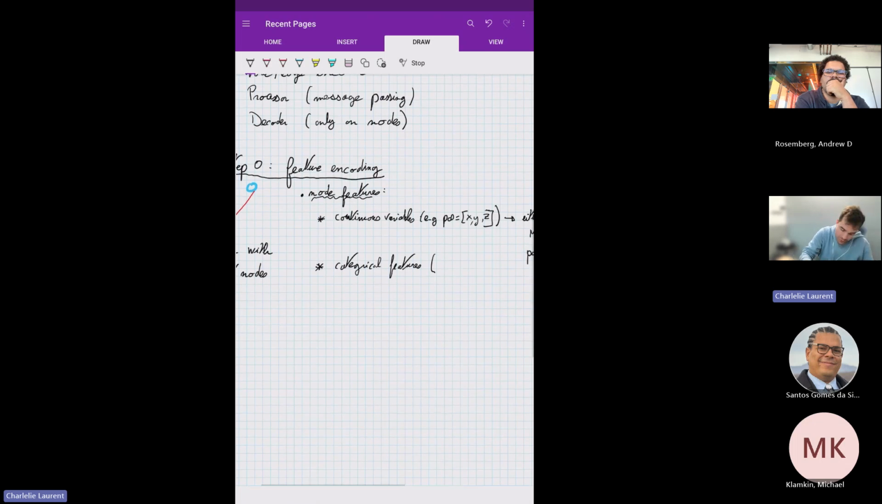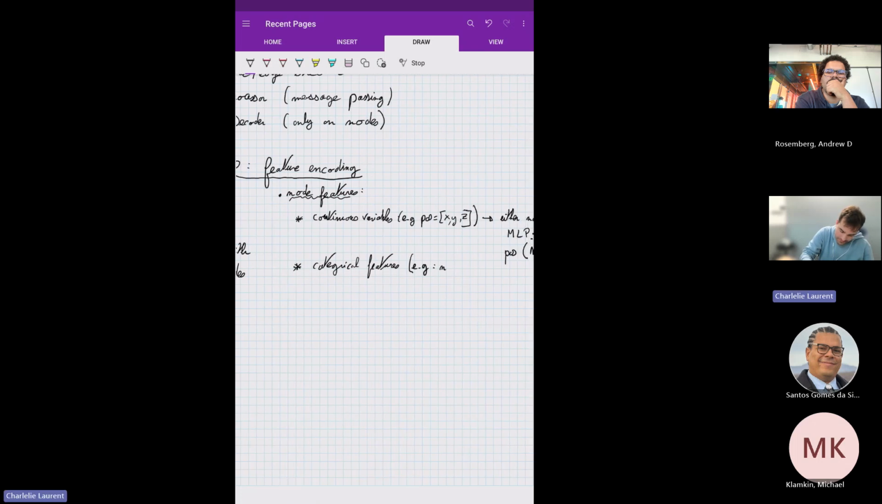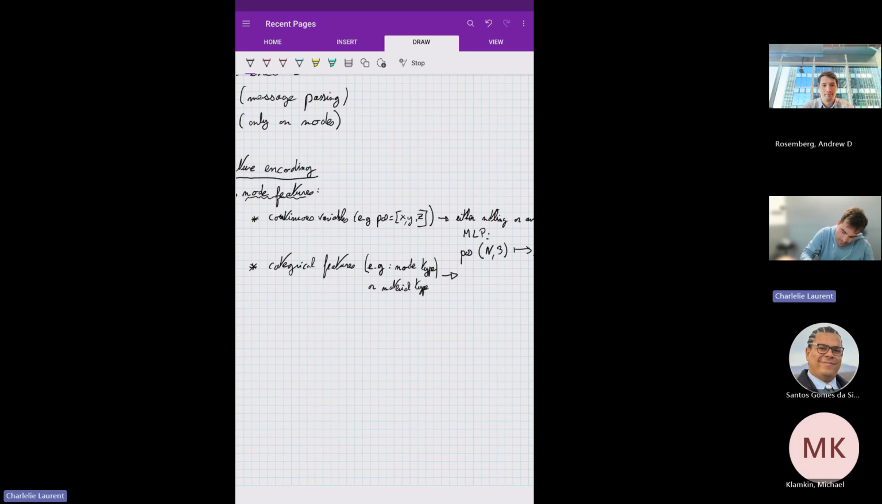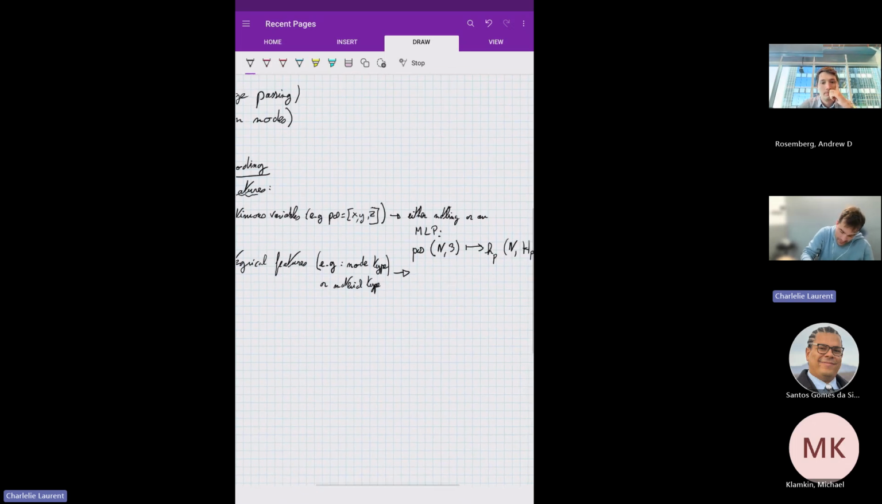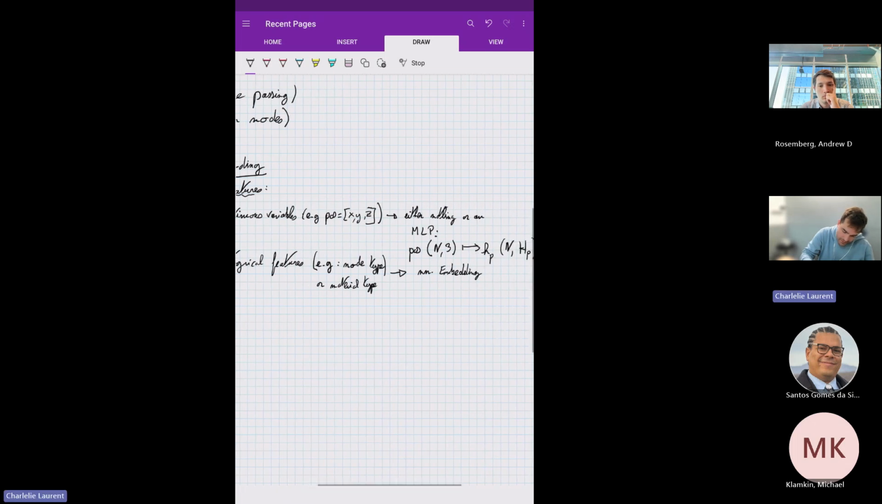Okay, so those could be the node type or material type. And the way to encode those usually is using a lookup, a learned embedding. It's basically the nn.Embedding from PyTorch. So it's just basically a lookup table, right?